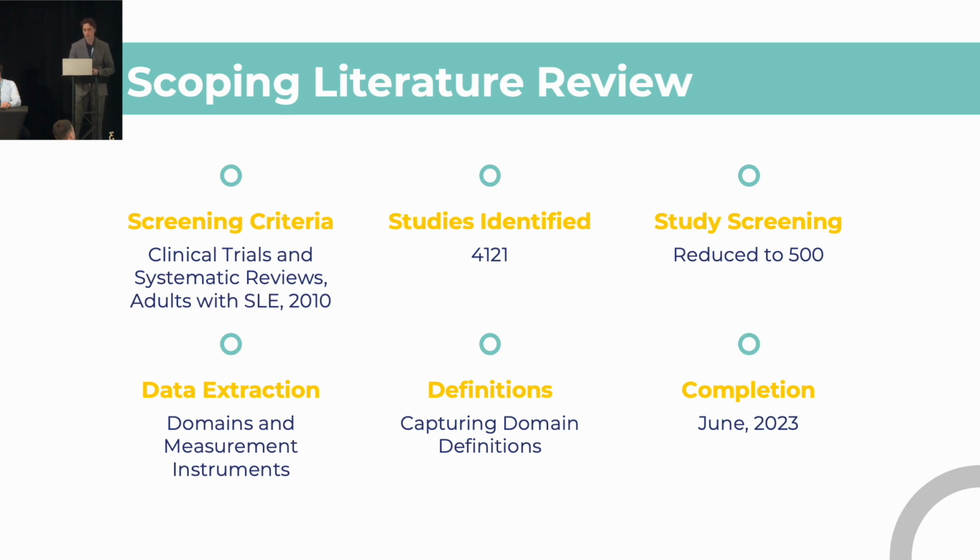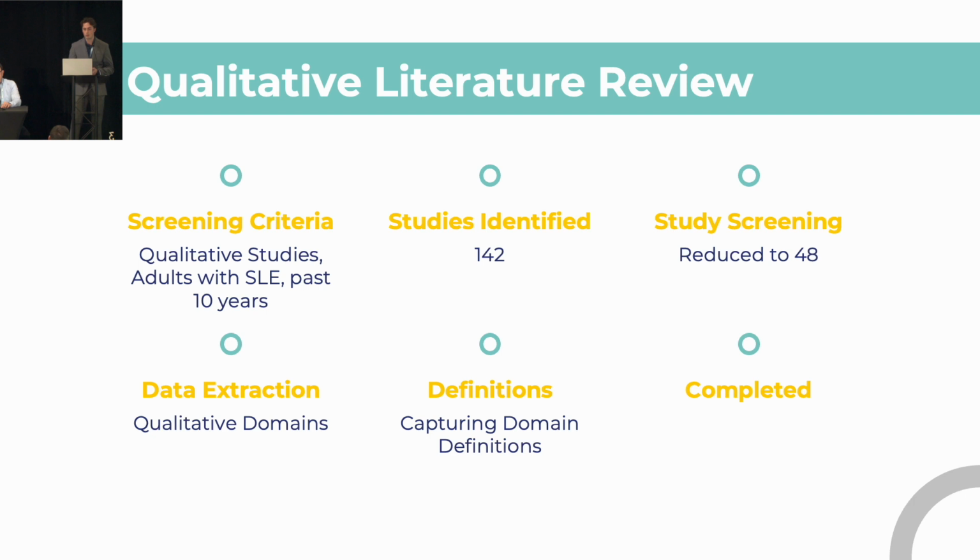Next, we have our qualitative literature review, in which we searched for all qualitative lupus research in the past 10 years. We identified over 142 studies, and screening reduced this to 48. We have completed the data extraction and captured any definitions, and this project has been completed already. So this is our scoping qualitative review slide.